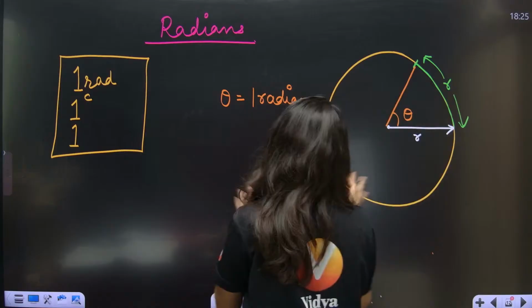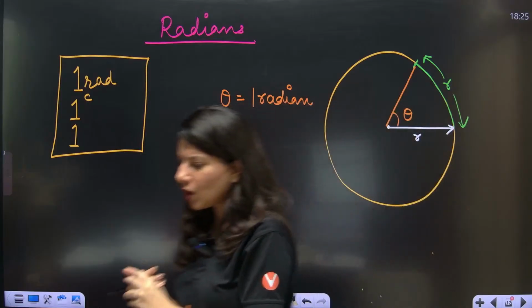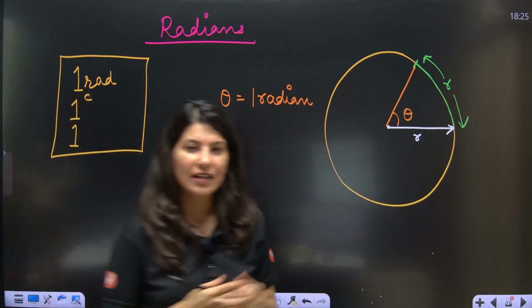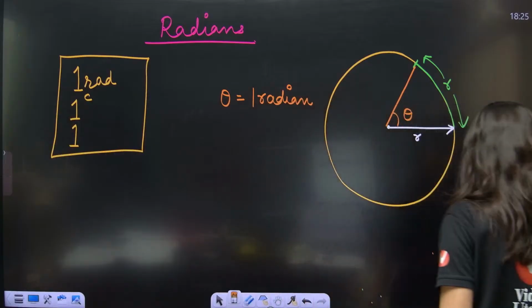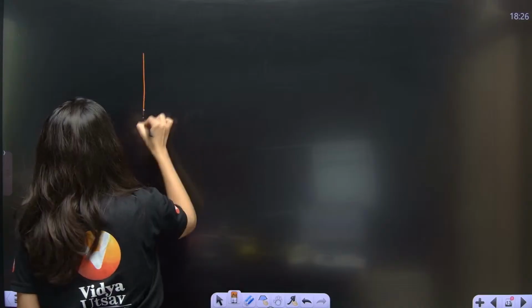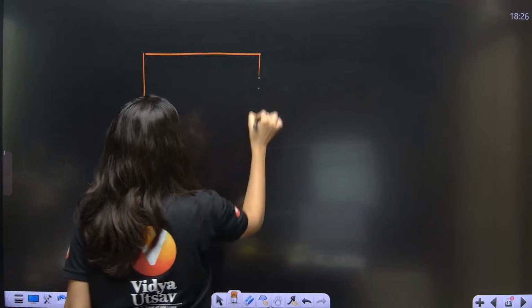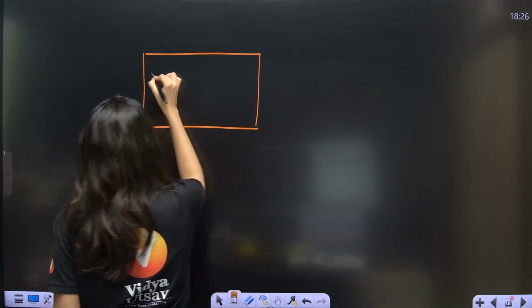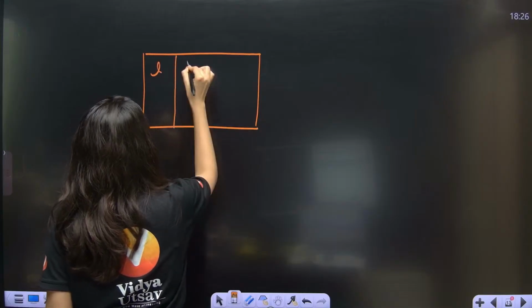By the way, coming back to radian, I hope you know the definition of radian. Now let me talk about one thing. Just tell me if your length of arc, and this is your theta.